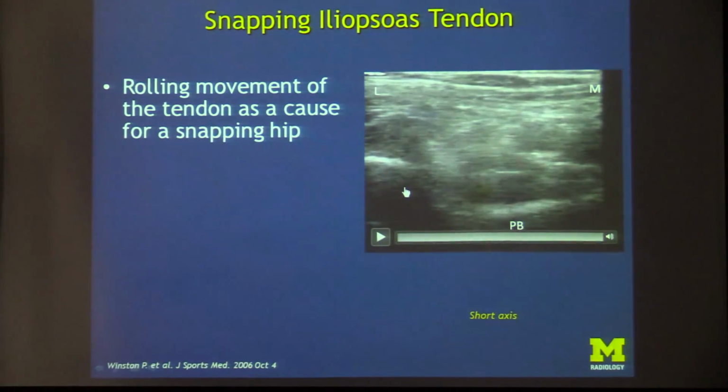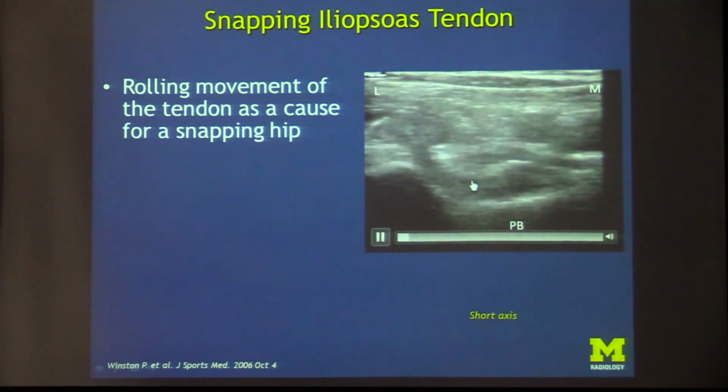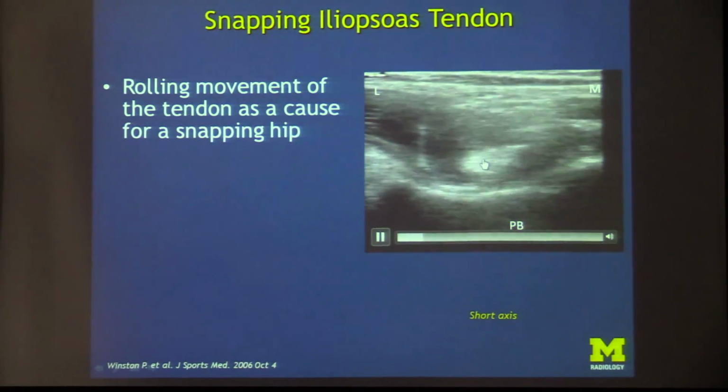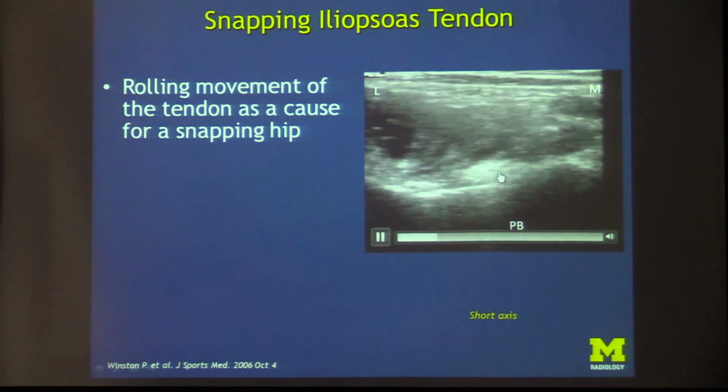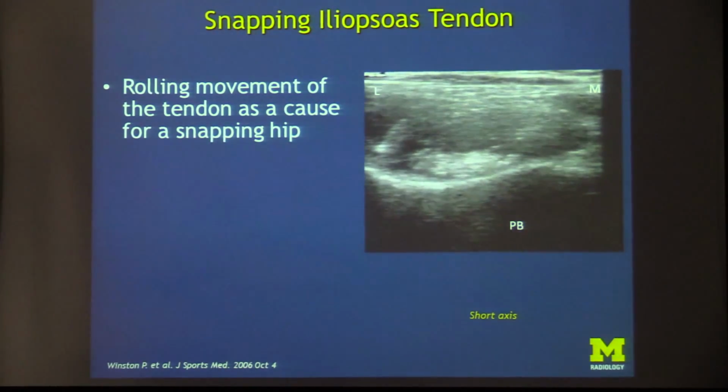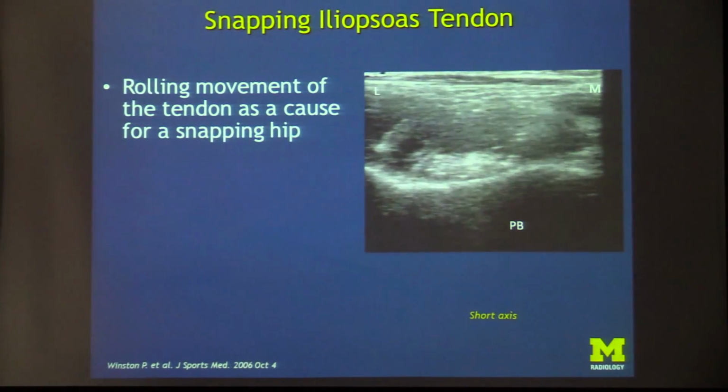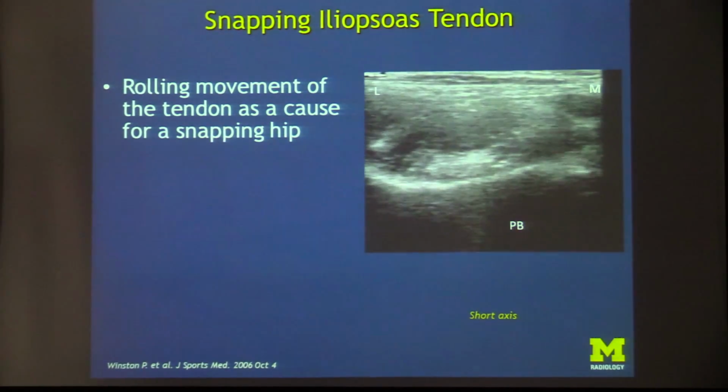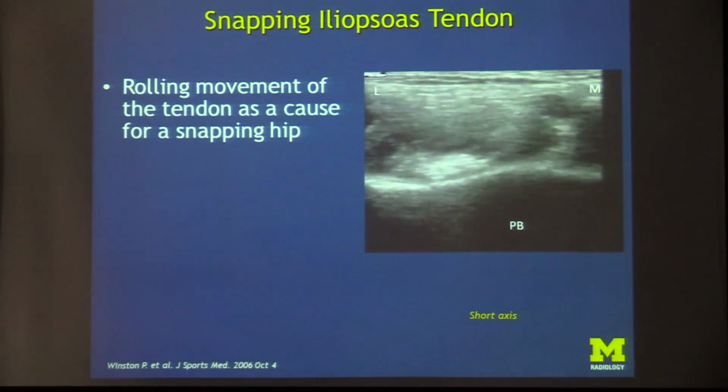So here's a short axis ultrasound, and the iliopsoas will perform a rolling motion, and you'll see the tendon right here, this echogenic structure, snapping. And the patient may say, this is painful, and will be asked to inject steroids into that area to relieve the pain as well. So this is iliopsoas snapping, not uncommon.